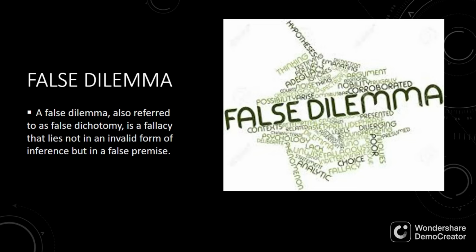False dilemma. A false dilemma or a false dichotomy is a fallacy that lies not in an invalid form of inference, but a false premise. Like, if X, premise 1, X equals Y, premise 2, Y equals Z, conclusion, X equals Z. If premise 2 is incorrect, like Y does not equal Z, that's false dichotomy.